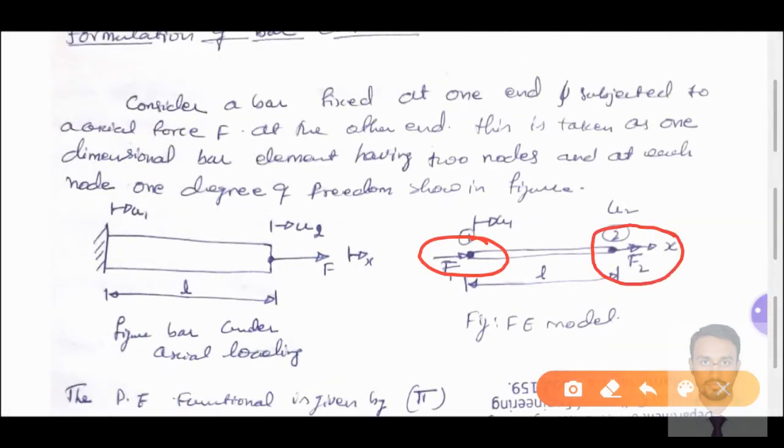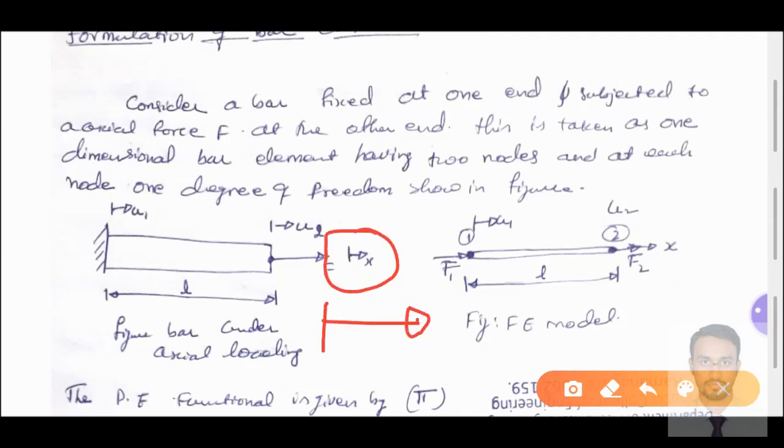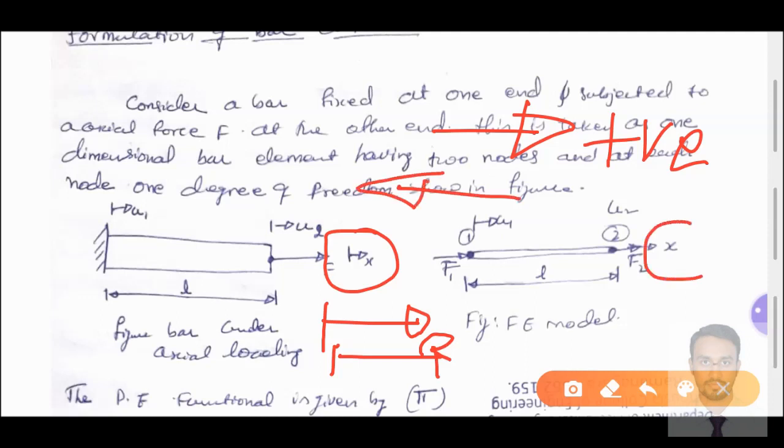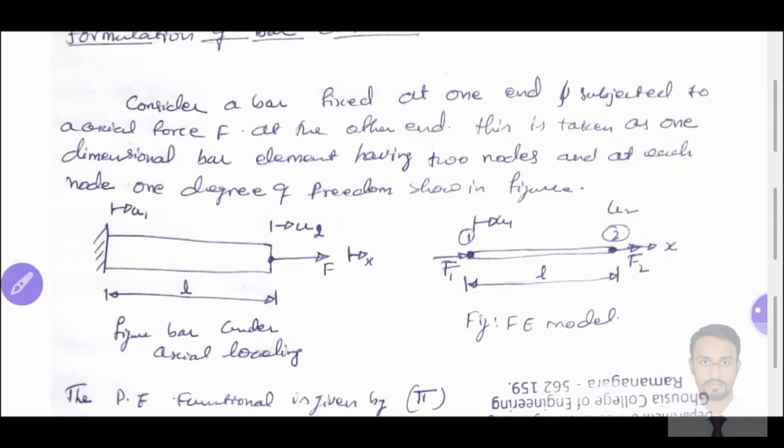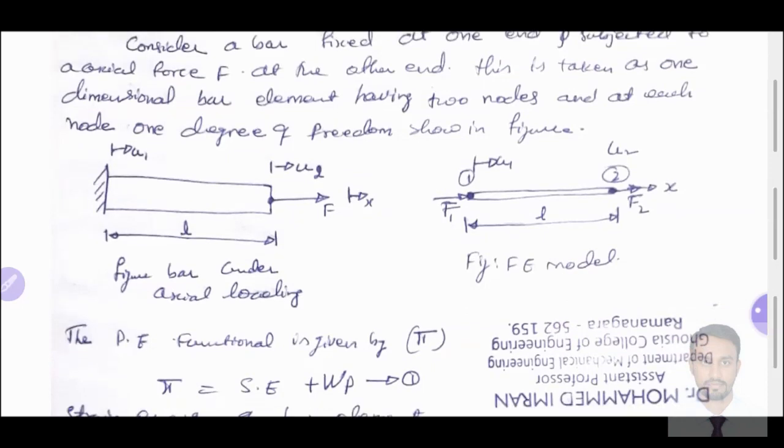And f2 is at node number 2. The bar is represented along the x-axis from left towards right. A force applied in the same direction as the positive x-axis is positive. This force is positive. A force applied in the opposite direction is negative. Direction is very much important. Now we got the idea. The bar has been considered and converted into a one dimensional model.